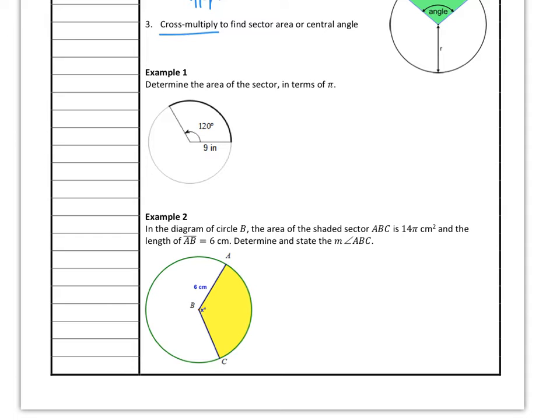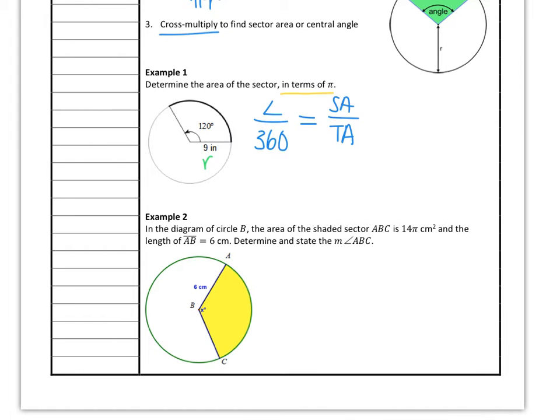Okay, so in example 1, it says determine the area of the sector in terms of pi. So make sure you note that. That means we're going to have a pi left in our answer. So we can see here that our angle is 120 degrees, and we know that the radius is 9. That's what this 9 is representing. So I always want to start by writing my formula down. So it's angle over 360 equals sector area over total area.